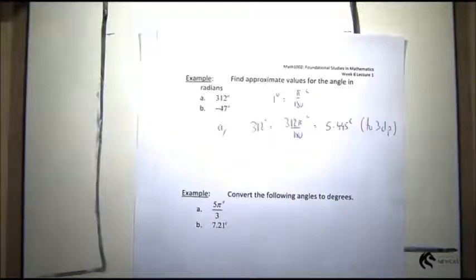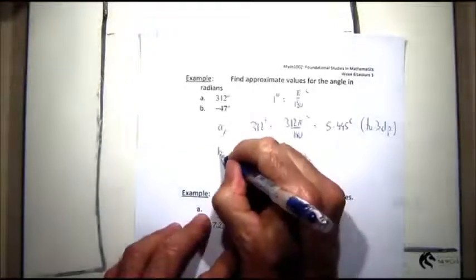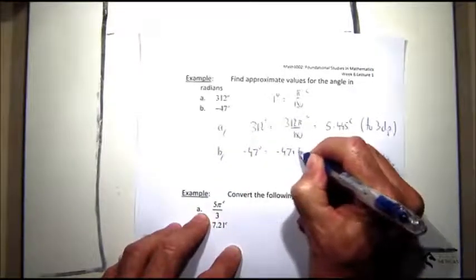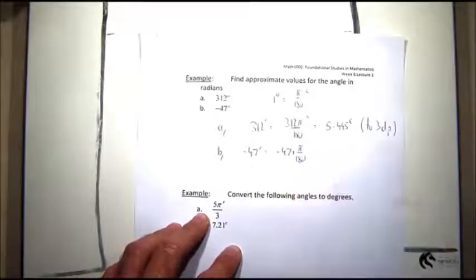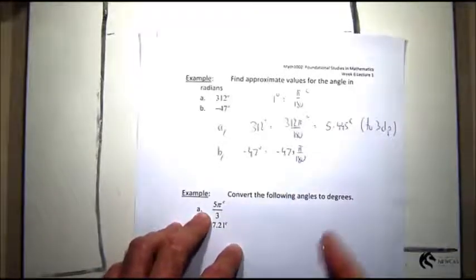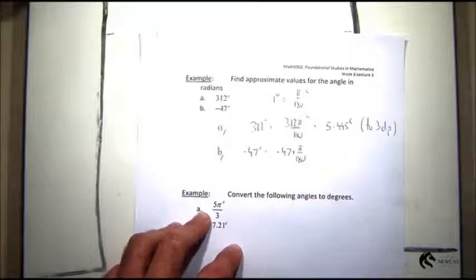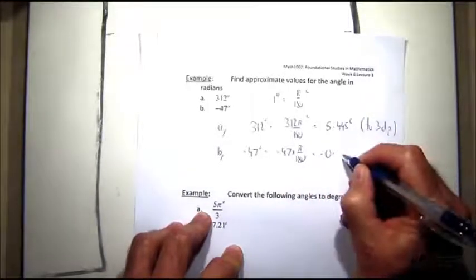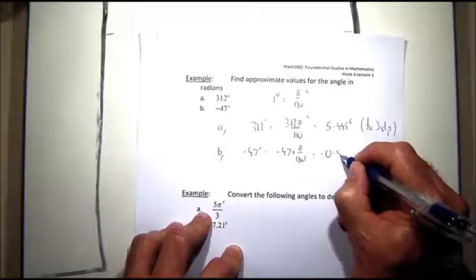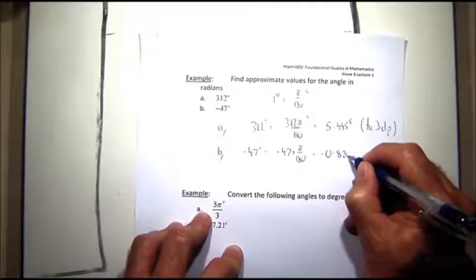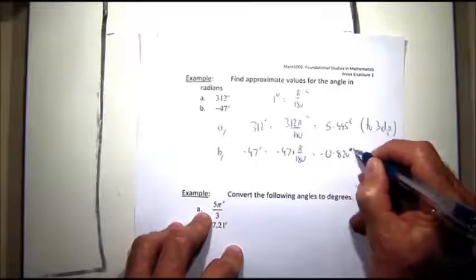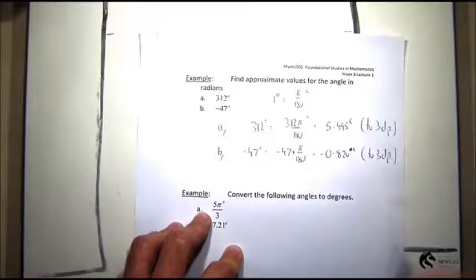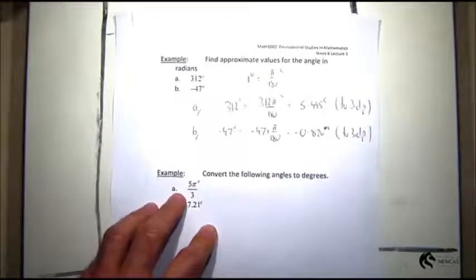Minus 47 degrees is just minus 47 times pi on 180. That would be the exact answer, but get your calculator out, minus 47 times pi on 180. This turns out to be quite small, minus 0.820 radians. Again, to 3 decimal places.